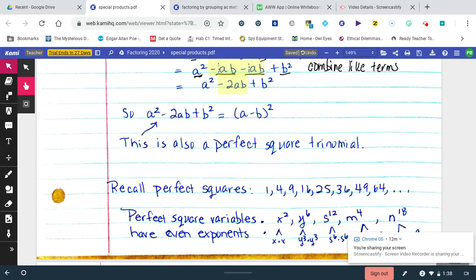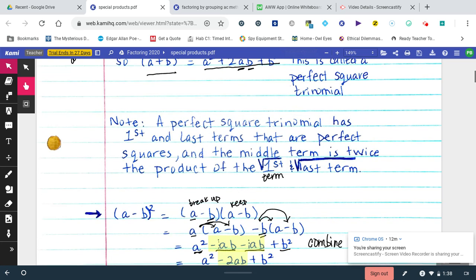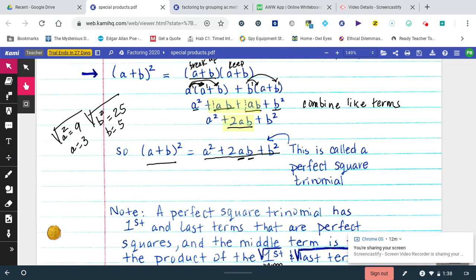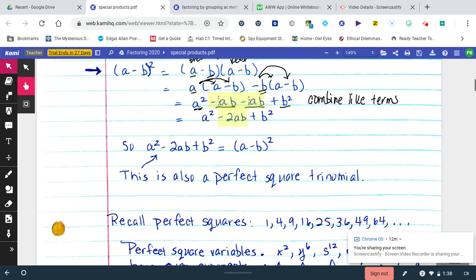Now, why is this a minus? Look at your sign here. Your sign, when you did a minus b times a minus b, was a minus. So the middle term is a minus. Okay, so the only difference between this perfect square trinomial and this one here is that the middle term went from a plus to a minus.